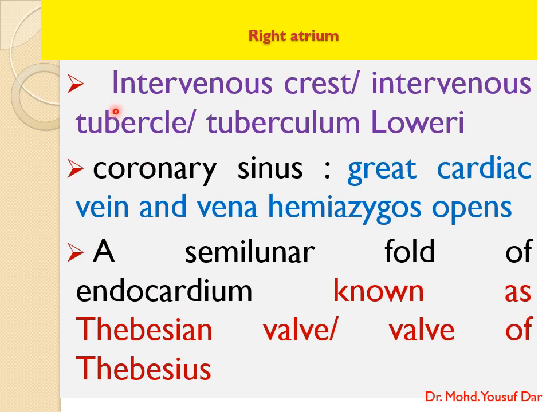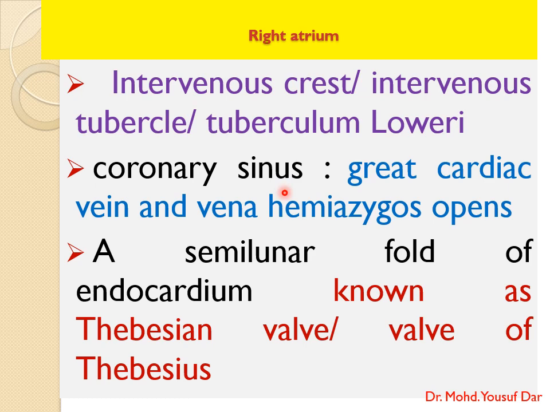There is a ridge that is known as intervenous crest or intervenous tubercle or tuberculum loweri that projects from the dorsal aspect of the sinus venosus in front of the opening of the posterior vena cava. The main function of the intervenous crest is to direct the flow of the blood from the anterior vena cava towards the right atrioventricular orifice. Just below the opening of the posterior vena cava, there is the opening of the coronary sinus.